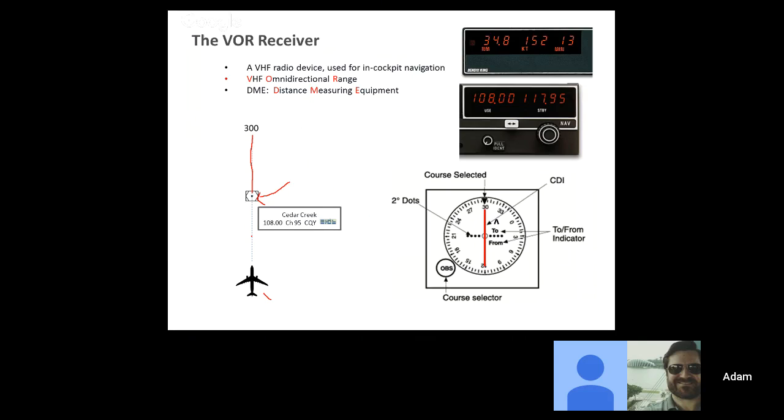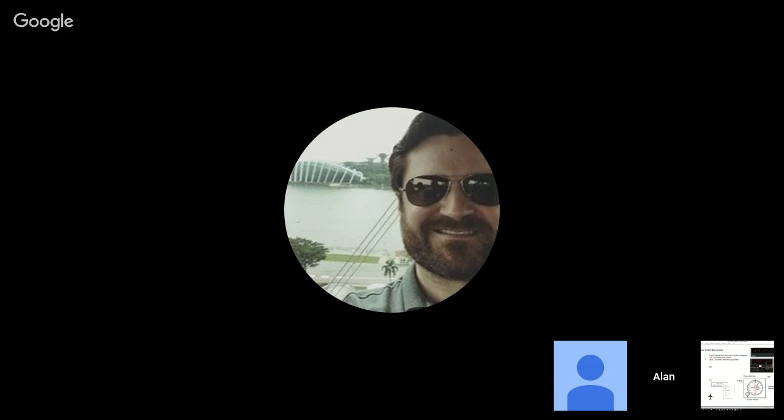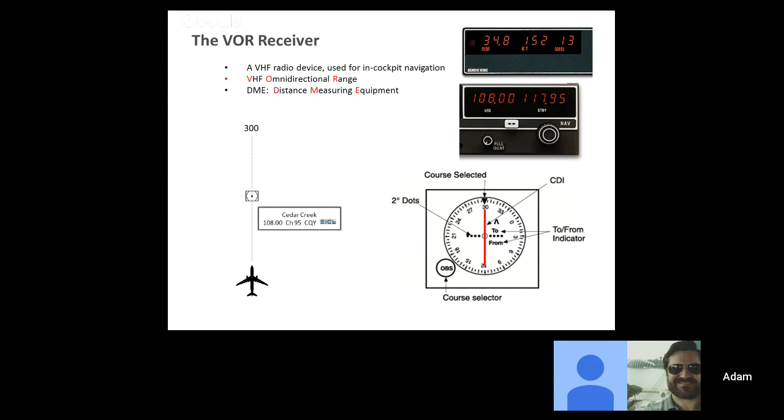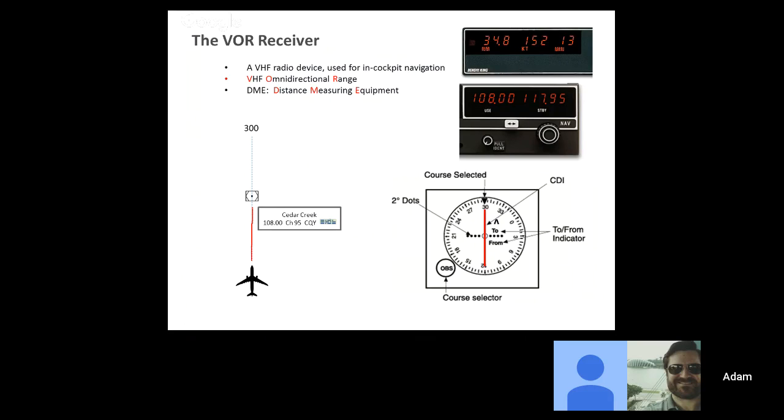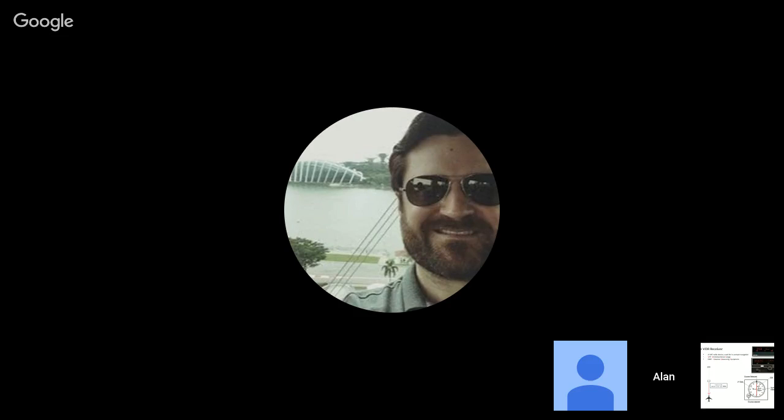Oh, by the way, just before we get too far, can you guys tell me what this radial is? Right here, just off the nose of the airplane before the station. What do you mean? What is it? Like, what's the number? This radial right here. Are you going from the plane to the station or from the station to the plane? From the station to the plane. It would be 300 minus 180, 120.